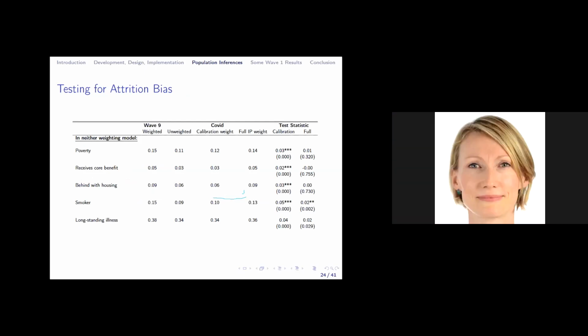Yes, so I actually compared some baseline stats to the LFS, and this looks very much like what you get from the LFS in the first quarter of 2020. So it looks good in a weighted sample.